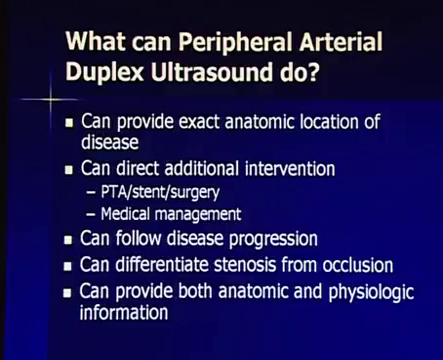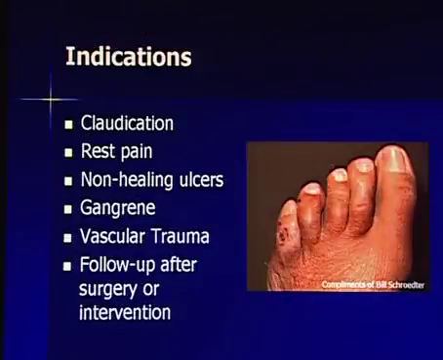vessel occlusion from a high-grade stenosis, which we can't do with other indirect forms of arterial testing. Ultrasound gives us the benefit of giving us anatomic information as well as physiologic information at the same time.